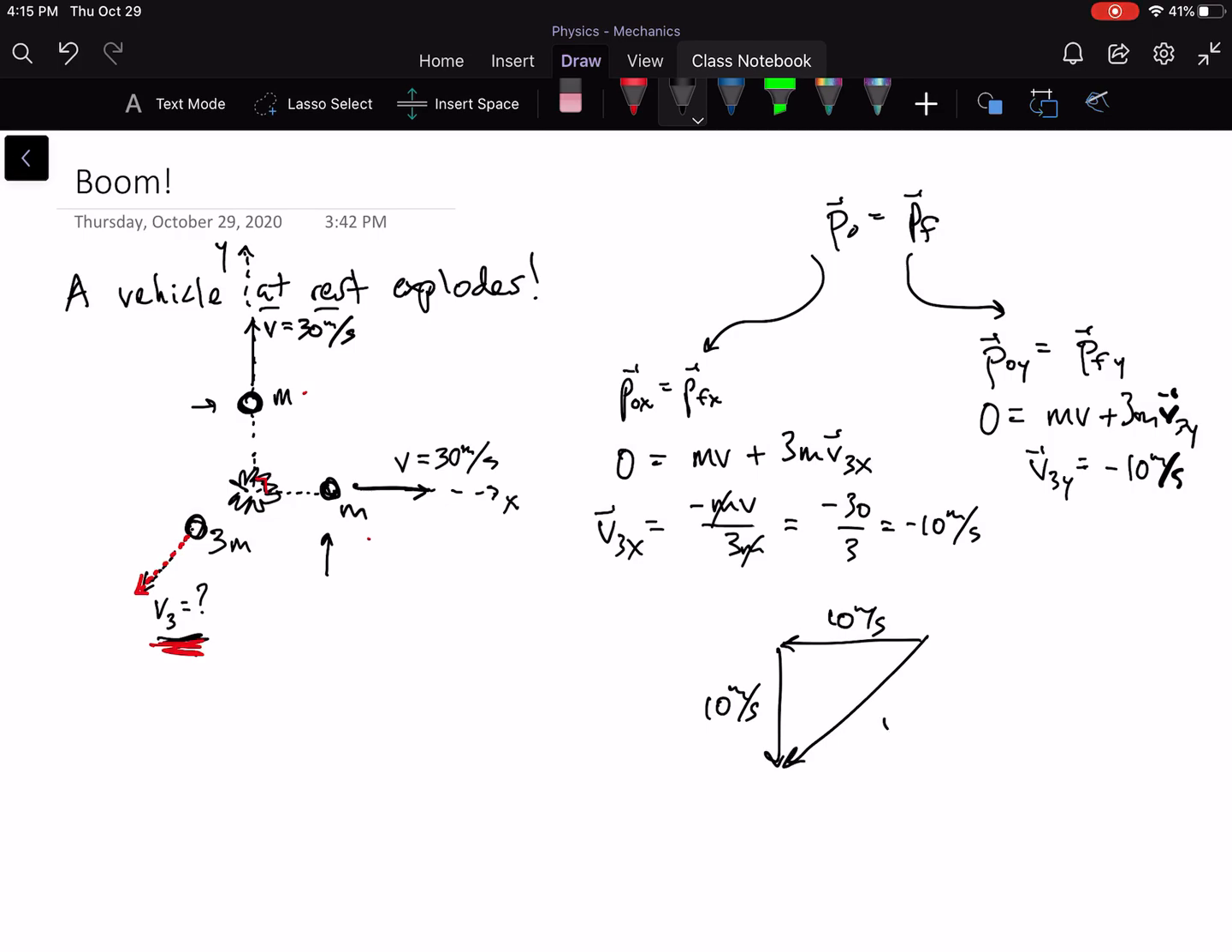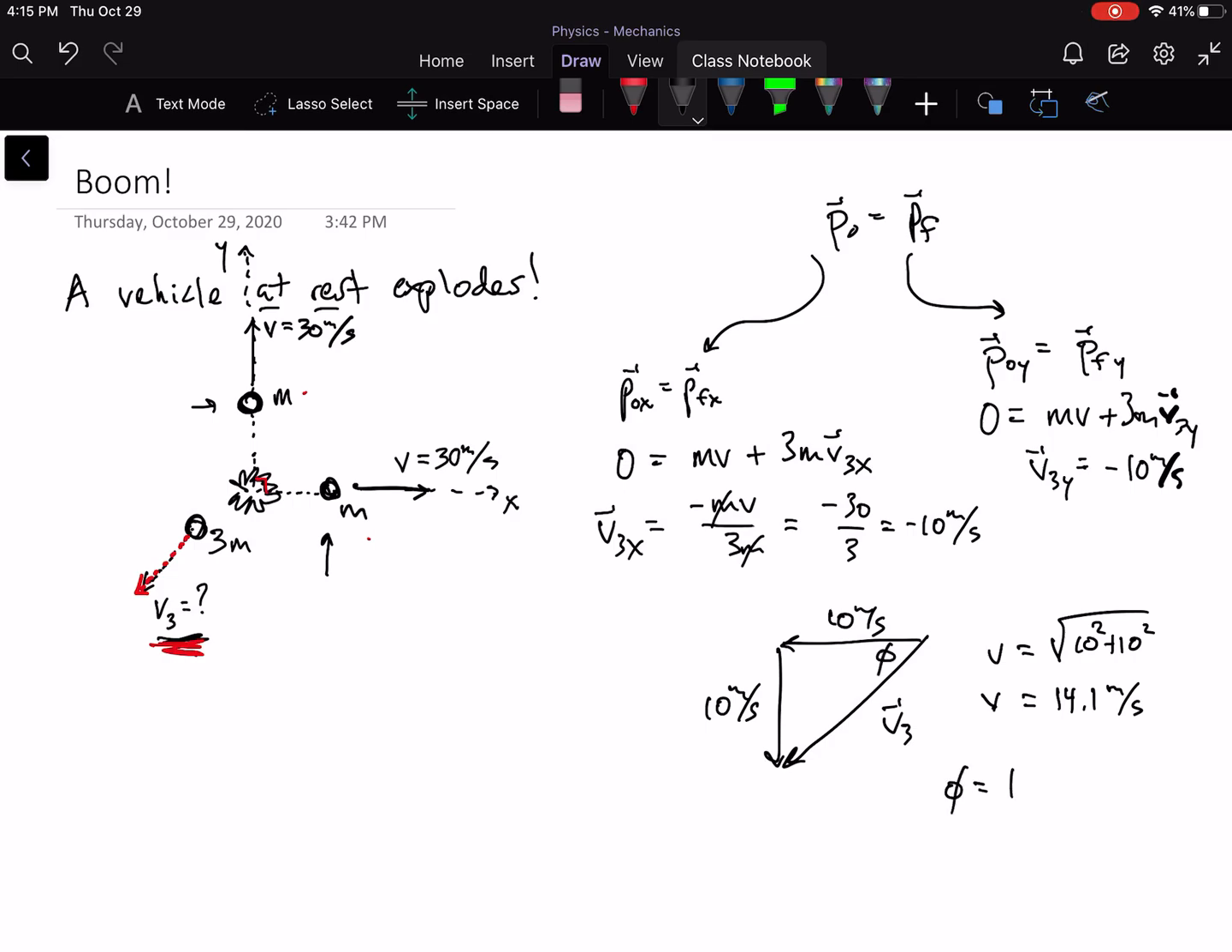And so v, the thing that we're looking for, or v3, I guess I've called it here for the third piece, is just going to give us square root of 10 squared plus 10 squared. That is 14.1 meters per second, rounded to 3 sig figs. And that's its magnitude.